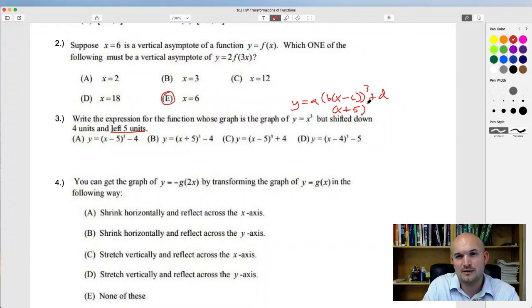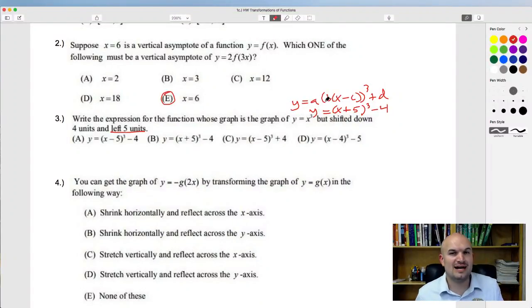So that's going to be minus 4. There is no B and there is no A, so I don't need to worry about including A or B. Those can just be 1. So my equation would be y equals (x plus 5) cubed minus 4. And let's see, where is that? Right there, B.